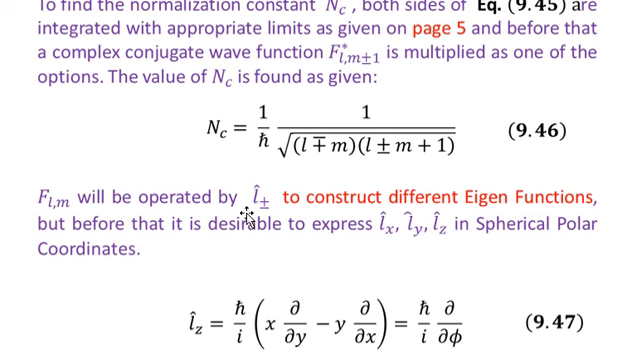So FLM will be operated by L plus minus to construct different eigenfunctions. But before that, it is desirable to express Lx, Ly, Lz in spherical coordinates. If we want to construct different eigenfunctions of our problem, we need to operate on the azimuthal part of the wave function by the raising and lowering operators, that is, by L plus and L minus.